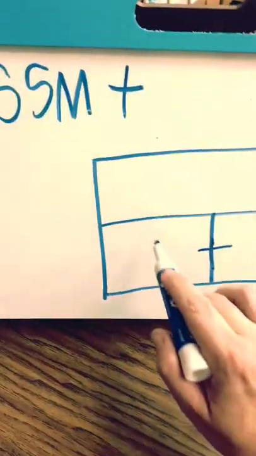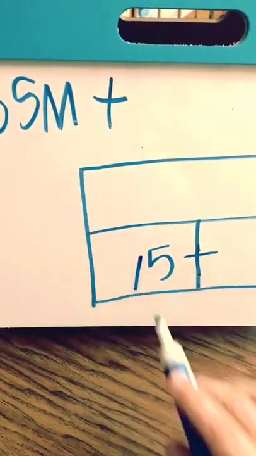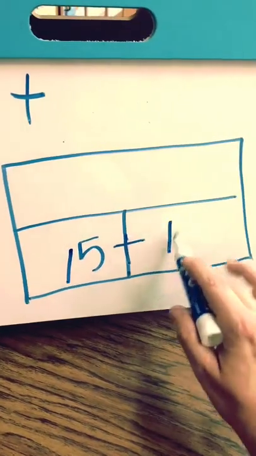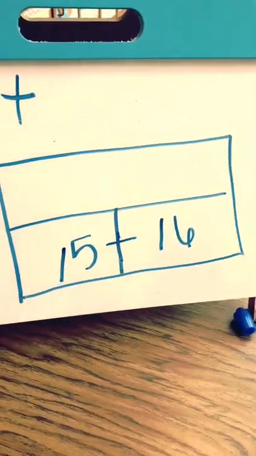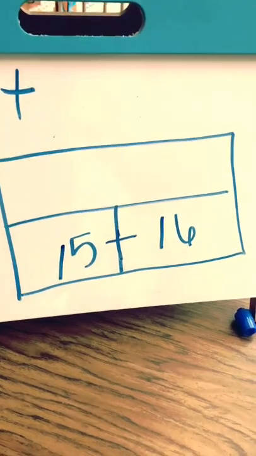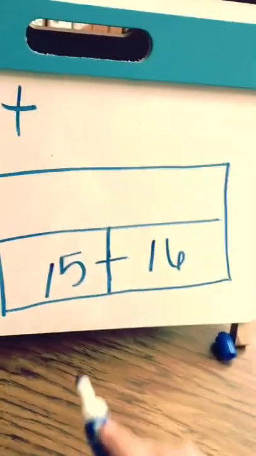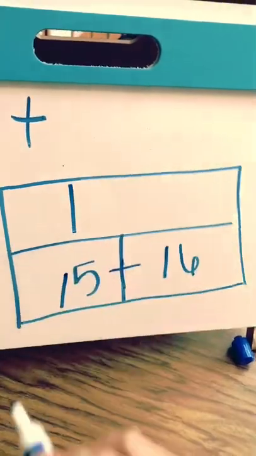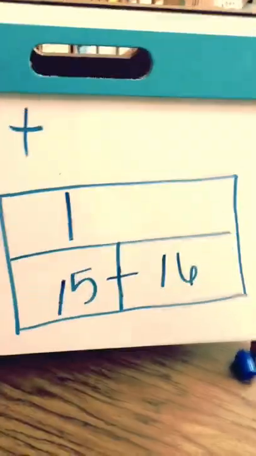So Sally has 15 pennies. Jake has 16 pennies. How many pennies do they have in all? So if we're gonna use base 10 model to solve, we are going to draw 15 using base 10 model. Base 10 model is the place value blocks that we use to build and write numbers.